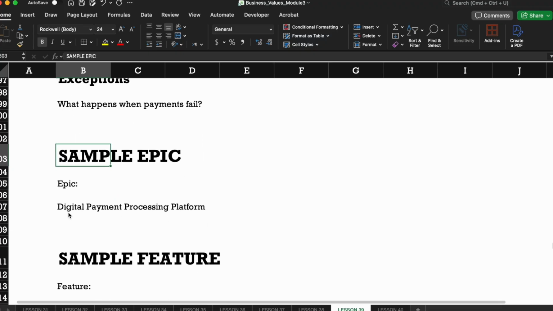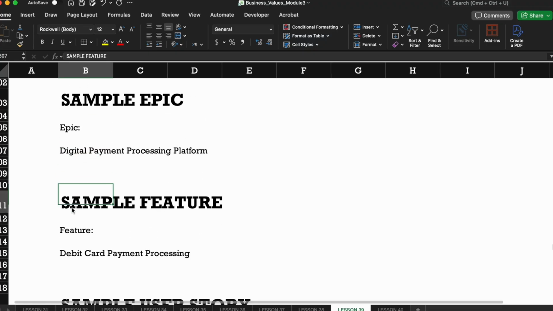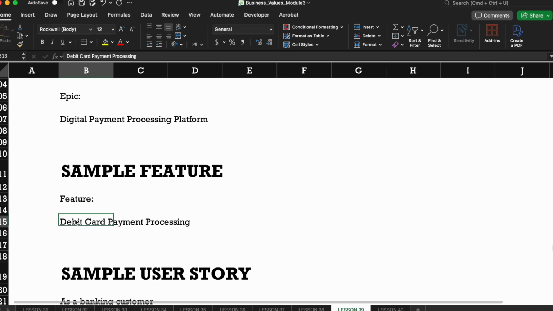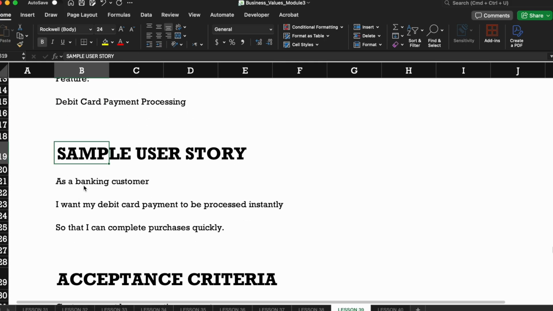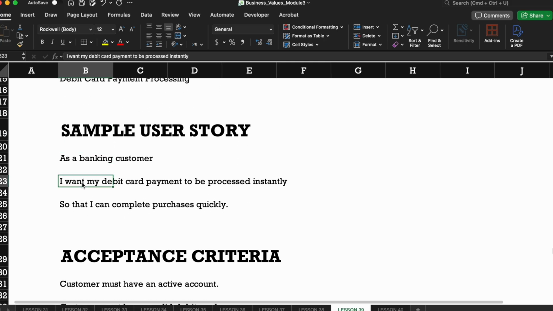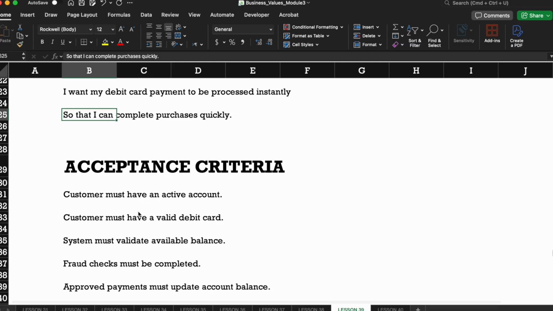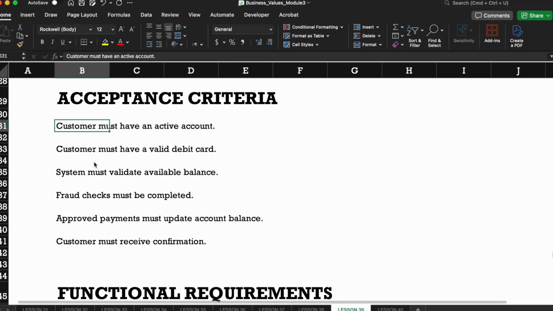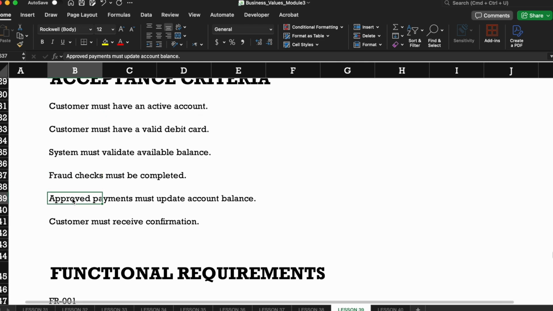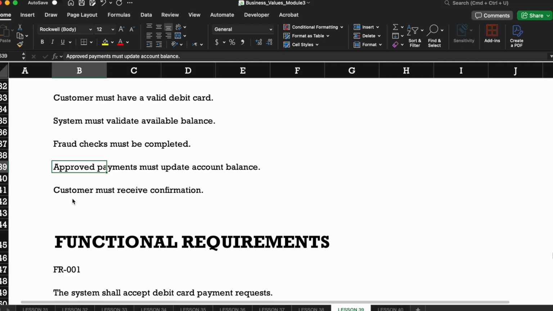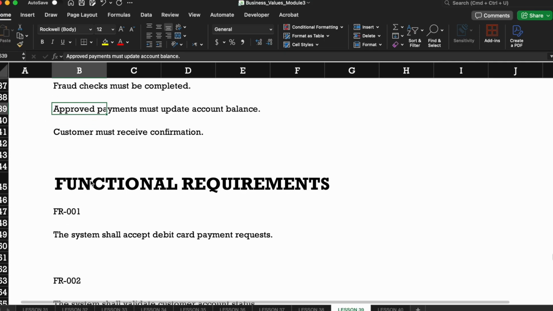Sample epic: digital payment processing platform. Sample feature: debit card payment processing. Sample user story: as a banking customer, I want my debit card payment to be processed instantly so that I can complete my purchase quickly. Acceptance criteria: the customer must have an active account, the customer must have a valid debit card, the system must validate available balance, the fraud check must be completed, the approved payment must update the account balance, and the customer must receive confirmation.